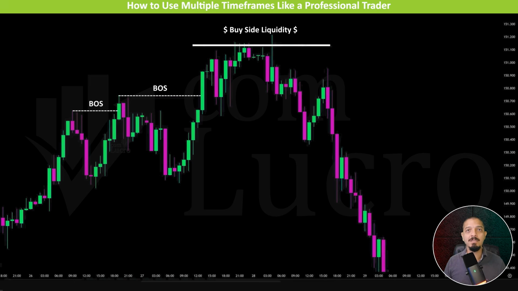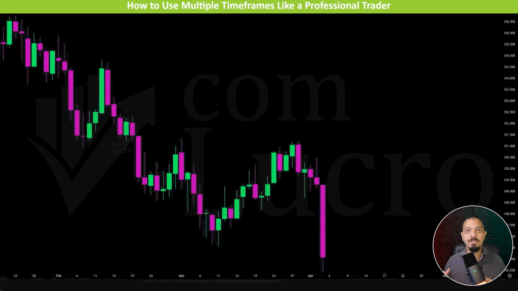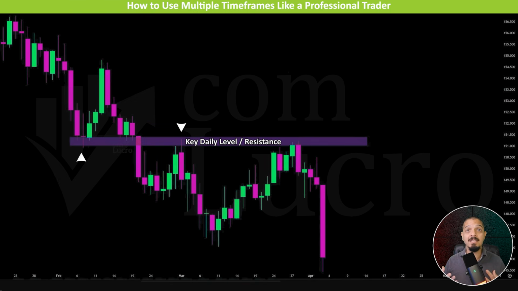Now, if we zoom out to the daily time frame, we can clearly see that this area has recently acted as a strong support and resistance level. So despite the strong bullish momentum on the 1-hour chart, the market still reversed. This shows why higher time frame key levels are more important. They give us a stronger indication of where major reactions are likely to happen, because they reflect longer-term trends and more stable areas of interest.